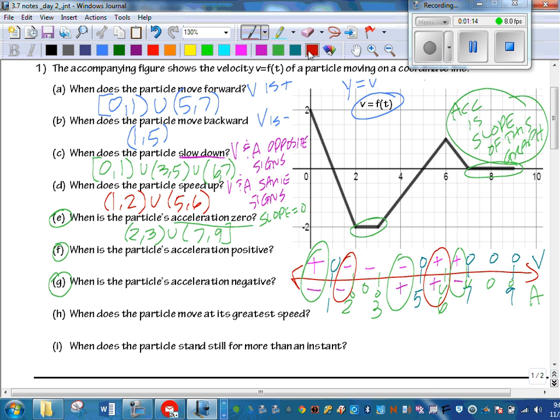Part F, when's the particle's acceleration positive? So that means we're looking to see when the slope is positive. So the slope is positive from 3 to 6. And then the acceleration is negative when the slope is negative. So we have two intervals there from 0 to 2. 0 is included. And from 6 to 7.